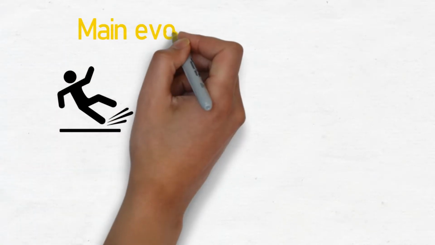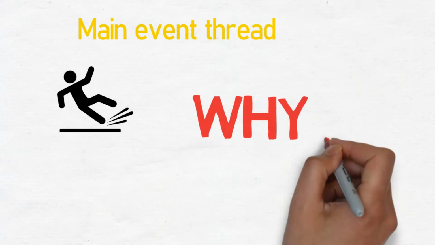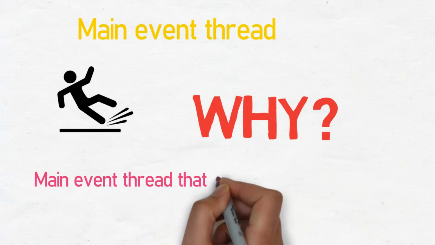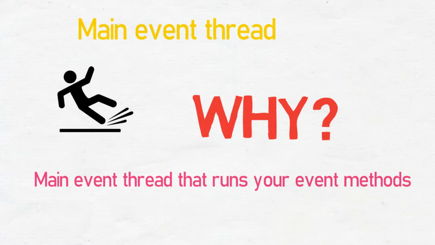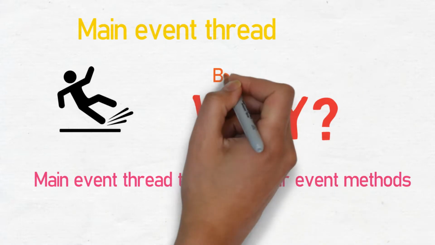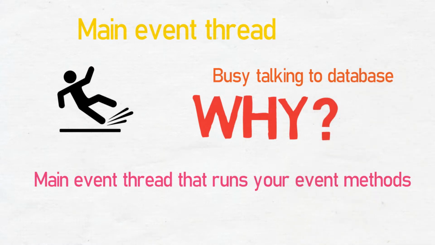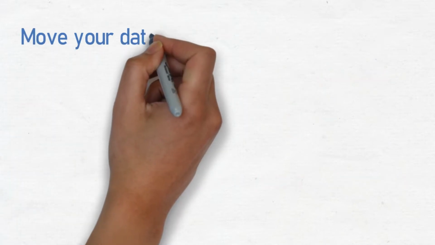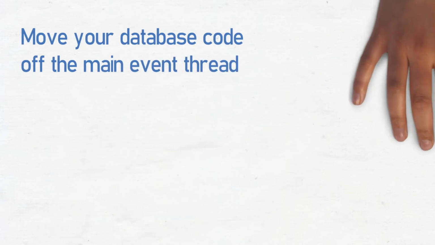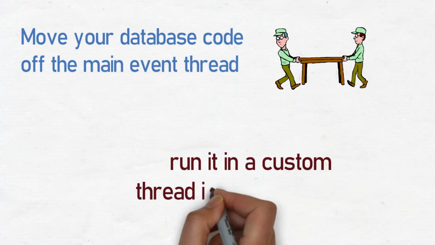If you are not careful, your app will do almost all of its work on the main event thread. Why? Because it's the main event thread that runs your event methods. If you just drop your database code into the onCreate method, then the main event thread will be busy talking to the database instead of rushing off to look for any events from the screen or other apps. If your database code takes a long time, users will feel like they are being ignored. So the trick is to move your database code off the main event thread and run it in a custom thread in the background.